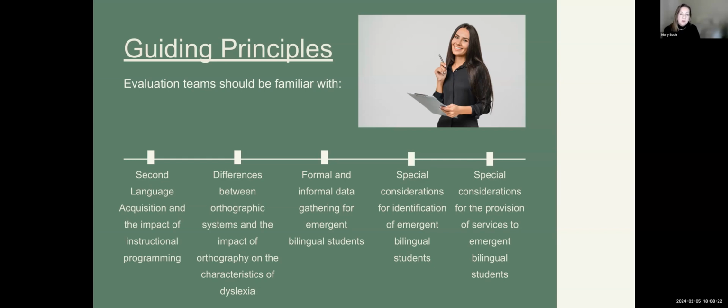There is formal and informal data that needs to be gathered that might be a little bit different for an emergent bilingual student than any other student that we might be evaluating. So what are some of those questions that we need to be asking, and where do we need to look for the answers? Of course, we need to have special considerations for that identification of the emergent bilingual student, but we also have to think about, well, if we do identify a student with a disability and they are a bilingual student, then how are we going to serve that student? And what kind of services do we have? And then who can provide those services for those students?